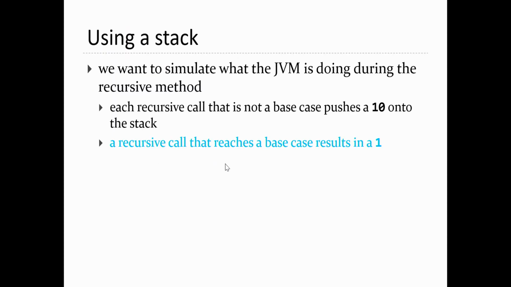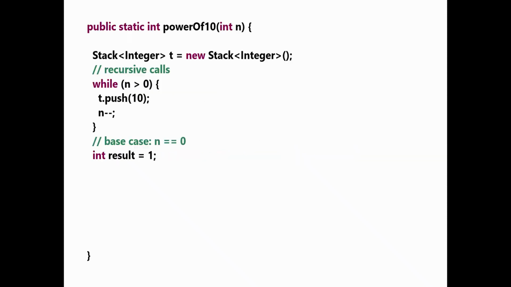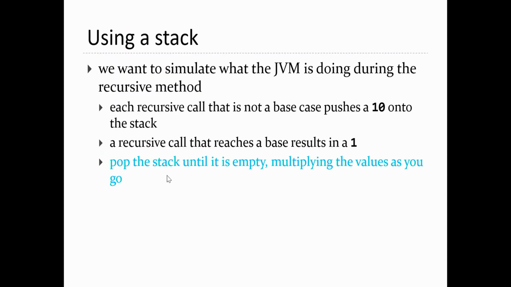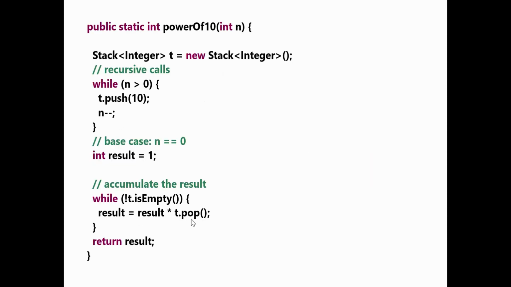A recursive call that reaches the base case results in a value of 1. So when n gets to 0, my result is 1. Now I'm going to unwind the call stack, just like the virtual machine unwinds the call stack. I start with a 1, and I'm now going to pop the stack until it's empty, each time multiplying by 10. So pop the stack.